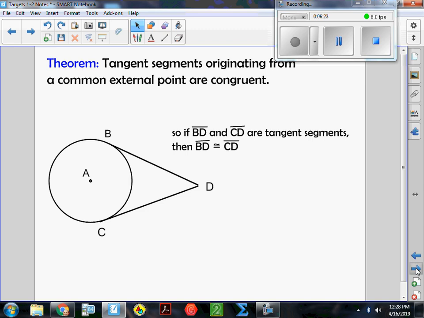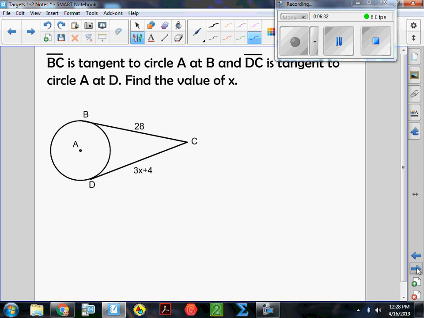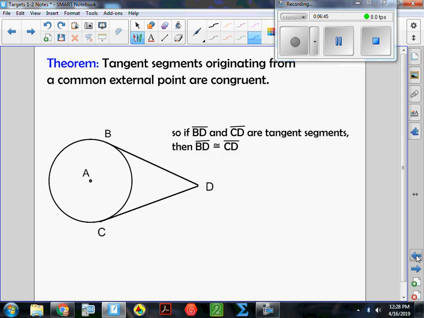So the theorem: tangent segments originating from a common external point are congruent. I'm going to prove this in a second, but I want to show you an example really fast. Here's an example. I have a tangent on both sides, and the theorem says that those tangents have to be congruent. So 28 equals 3x plus 4. But a lot of you learn better if you know why that's the case, where that comes from.